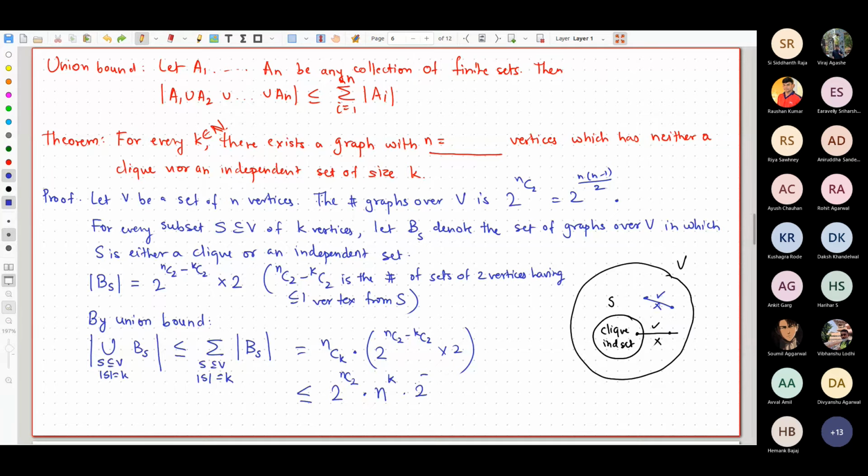2 to the power minus k choose 2 and into 2. So now if I choose my n such that this quantity is strictly less than 2 to the power n choose 2, then I'm done. So let us take this to the next slide.